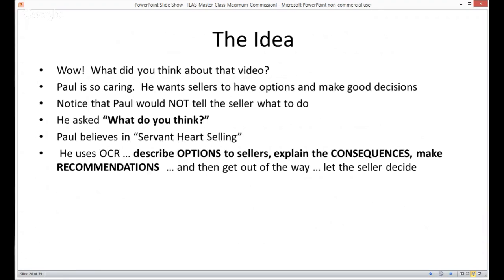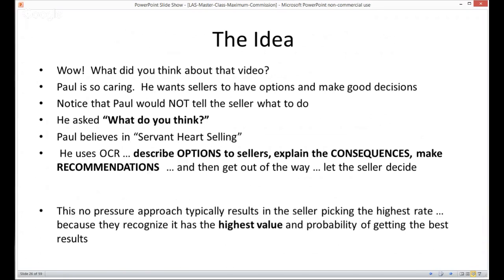So he uses something called OCR. I don't know if he came up with this or if he got it somewhere else, but I really like his idea. He describes options to the seller, then he explains the consequences, and then he makes recommendations. And then he gets out of the way and lets the seller decide. By doing that, they tend to pick the highest rate. That's the amazing part, right?